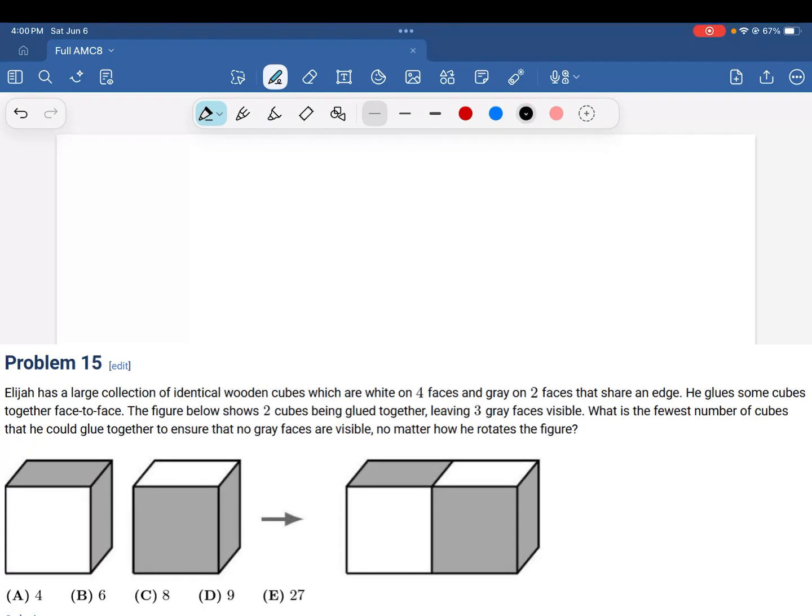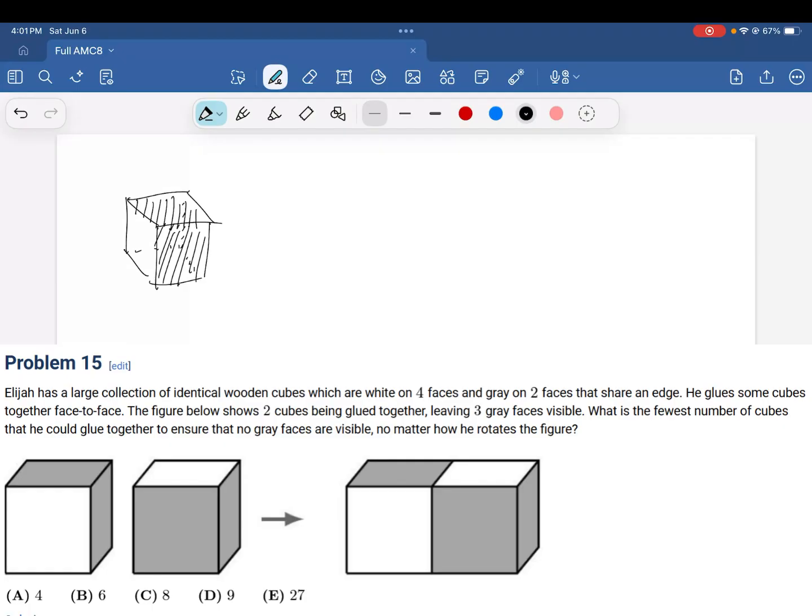Problem 15. Elijah has a large collection of identical wooden cubes, which are white on 4 sides and gray on 2 sides that share an edge. So first, with these 3D problems, it's always good to draw some diagram. So let's say this and this are the shaded ones.